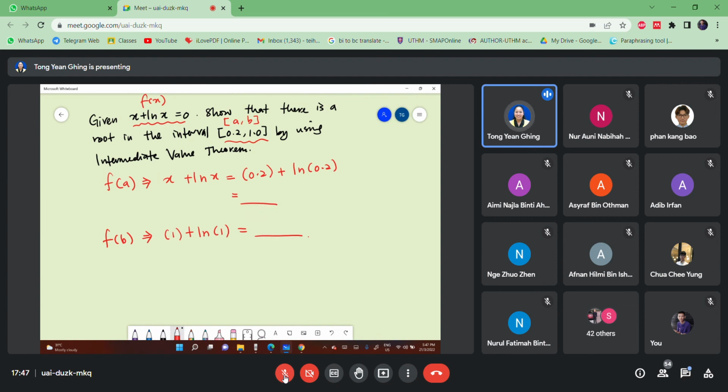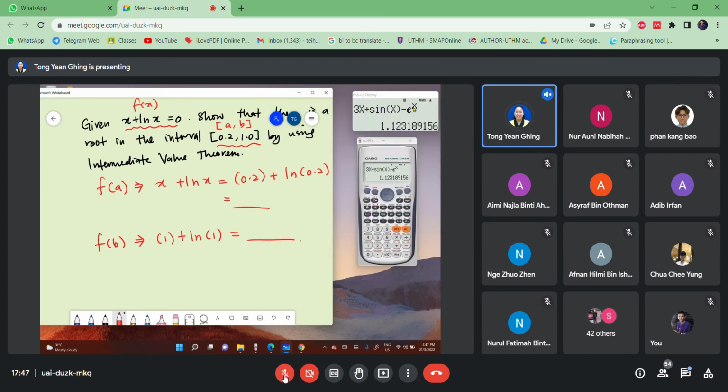Now I just key in using the calculator. It's much easier. Just key in the formula here: x plus ln x. So here I press alpha x, plus ln, ln alpha x. Close the bracket, or you don't need to close it, also can. Then press calculate. So now it asks, what is your x? Now I want to find for x is 0.2.